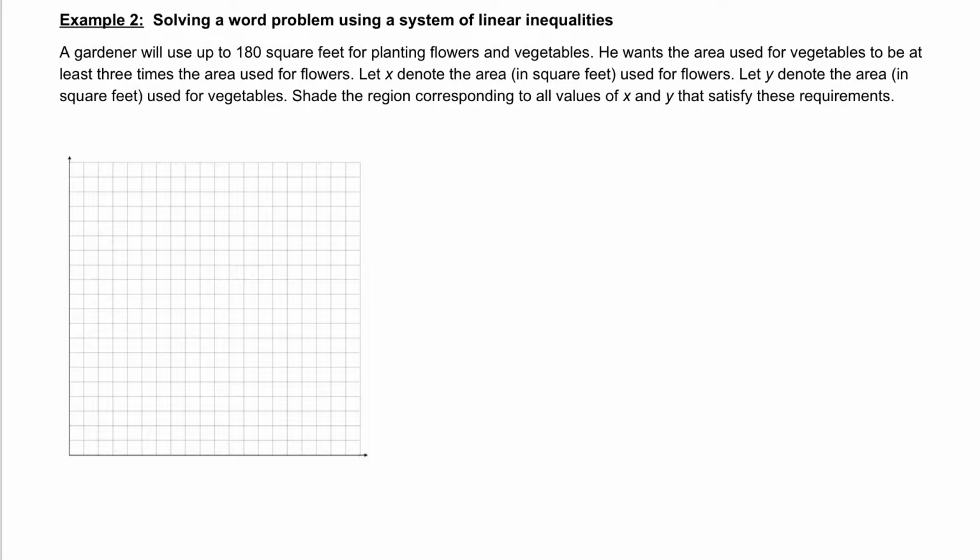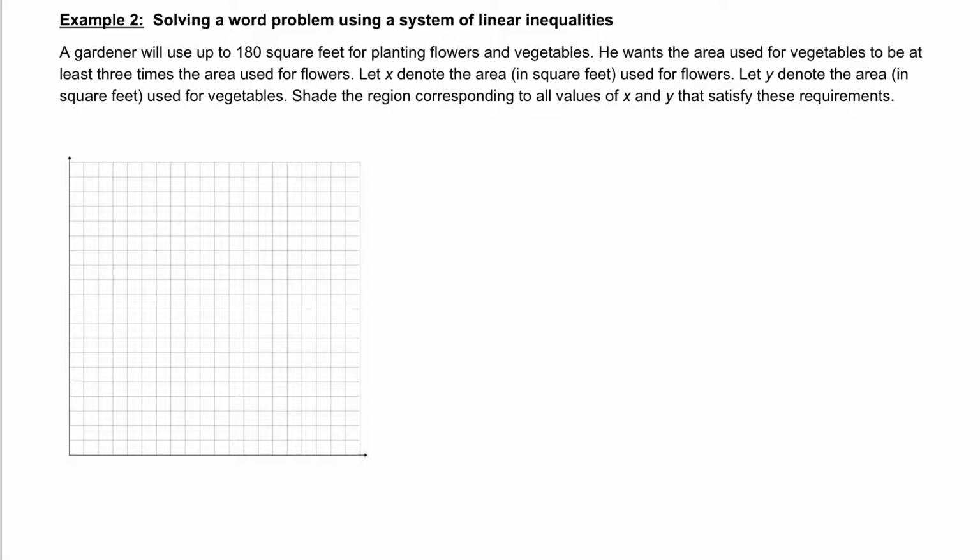In example 2, we're going to solve word problems using a system of linear inequalities. It says a gardener will use up to 180 square feet for planting flowers and vegetables. He wants the area used for vegetables to be at least 3 times the area used for flowers. Let X denote the area in square feet used for flowers. Let Y denote the area in square feet used for vegetables. Shade the region corresponding to all values of X and Y that satisfy these requirements.